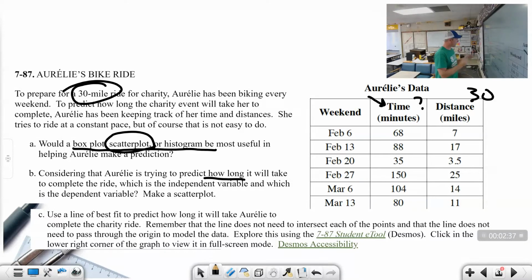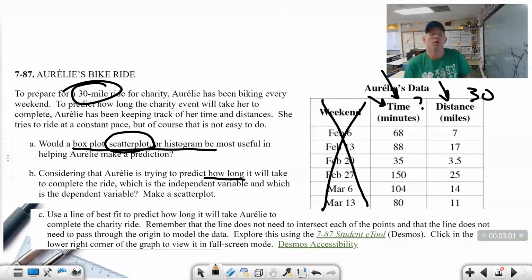Okay, so which is the independent and which is the dependent before we make our scatter plot? Well, notice we have 3 columns. We have weekend, time, and distance. And which of this information is not needed? Well, if I'm trying to make a prediction about time and distance, do I need what weekend? No. Go ahead and put an X through that data because we don't need to know what weekend she was biking. That does not help us make the scatter plot.